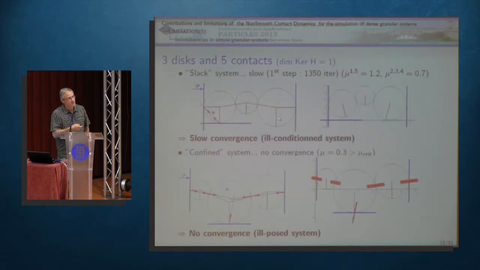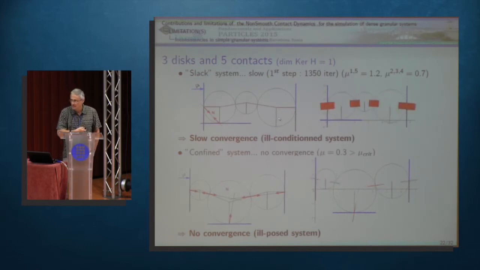The last example is interesting because we have two situations with three disks and five contacts. In the first case, we have a slack system. In this case, we have convergence, but the convergence is slow. The number of iterations is very large for this simple system. And we can observe that the null space is localized on the corner. It does not cross the whole system. It's a slow convergence characterizing an ill-conditioned system, not exactly an ill-posed system.